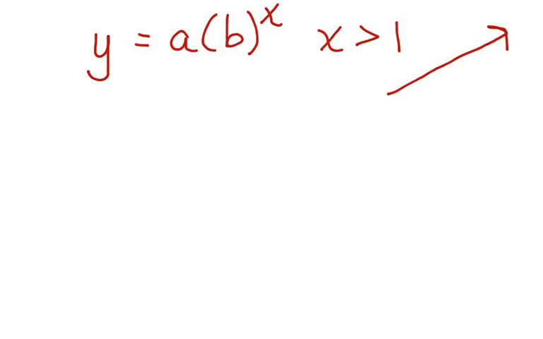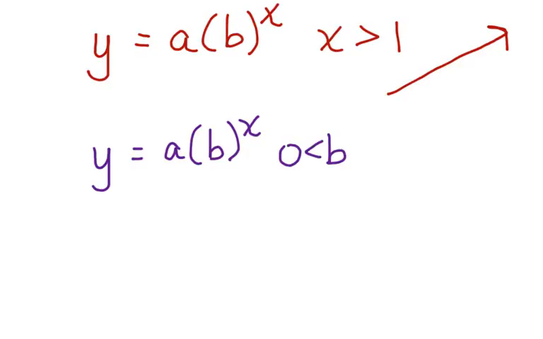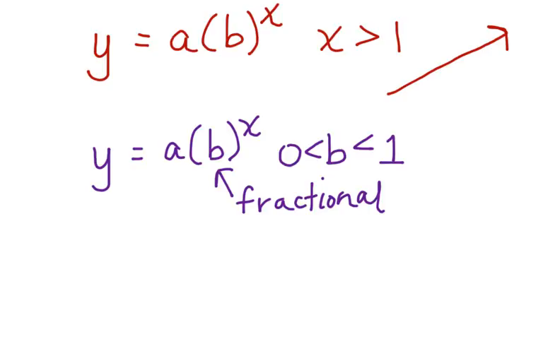Now, when you have exponential decay, the basic function stays the same, where y equals a times b to the x power, except that b is between 0 and 1. So b is greater than 0, but less than 1. That means that b is going to be a fractional value. And we have to think about that in relationship to our problem. The fractional value is the growth factor.